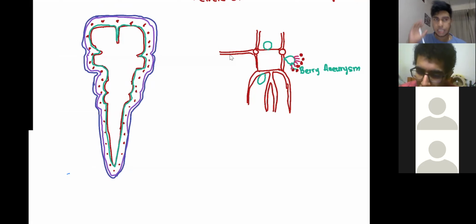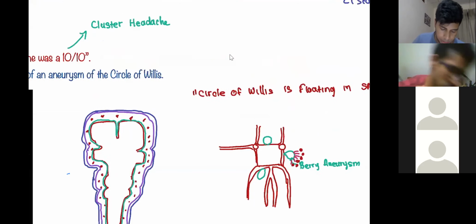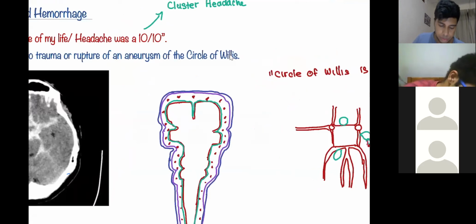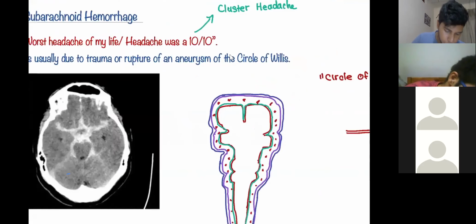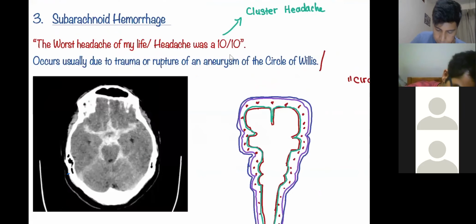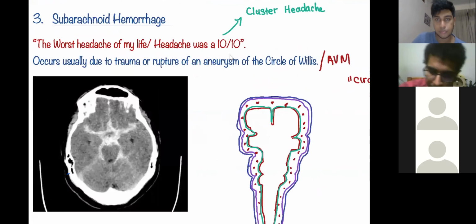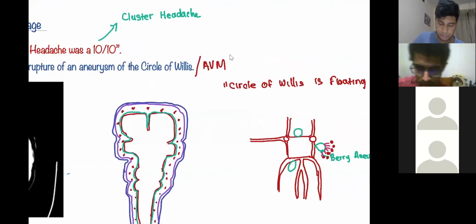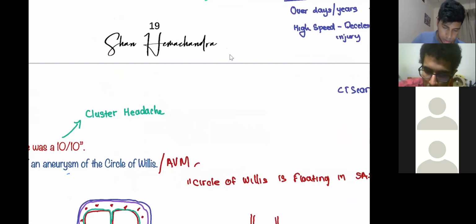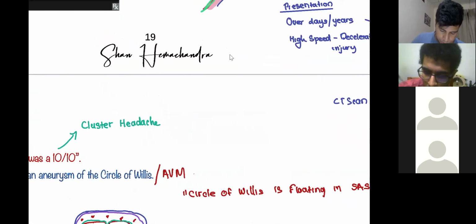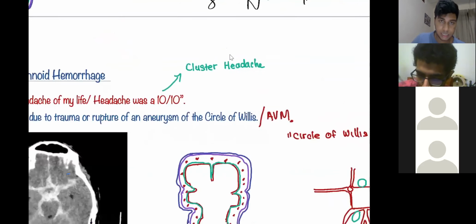The moment the patient says, it was the worst headache of my life, I have never had a headache like this, subarachnoid hemorrhage. And remember, when it comes to neurology, this is the most common case discussion you can get. There are two causes, aneurysm or AVM. I forgot to include that in the note. Arteriovenous malformation. I hope you guys understand this.